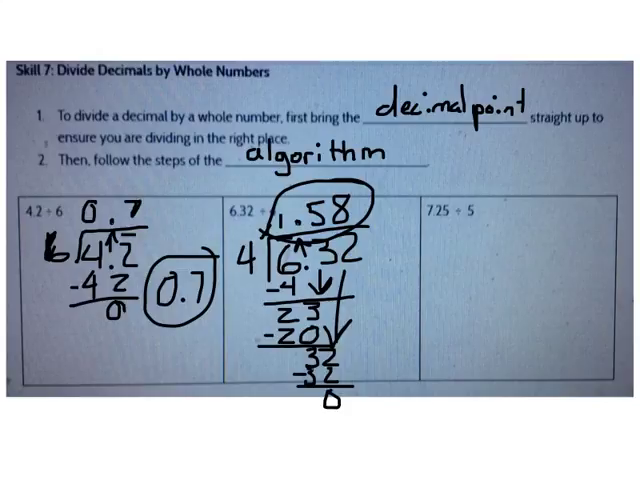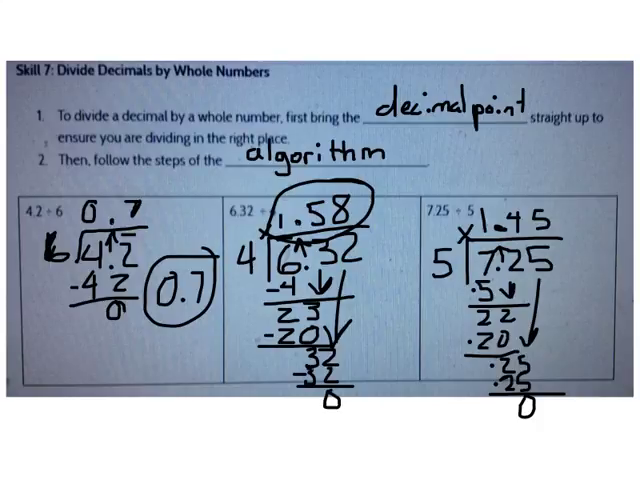Now you try one on your own. What's 7 and 25 hundredths divided by 5? Don't forget to bring your decimals straight up. Go ahead and solve that problem now. The correct answer is 1 and 45 hundredths.